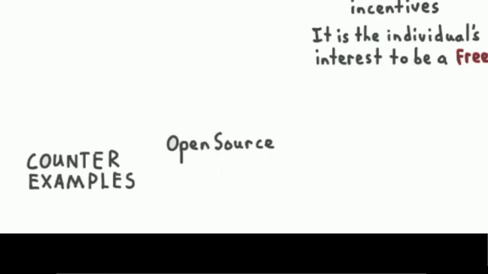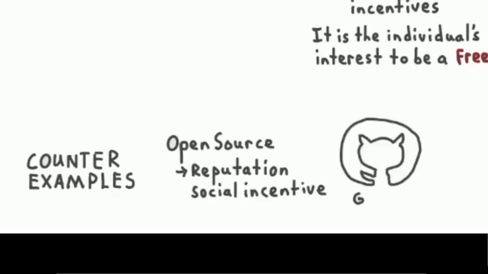But some say we have a counterexample in open source. The theory may account for open source developers if we allow for social incentives such as reputation as an individual or selective incentive. That is to say that open source developers do receive reputation on the individual level when contributing to open source.